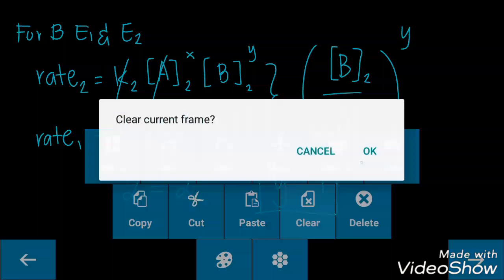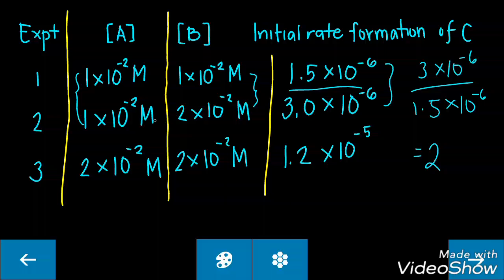Next is that we need to find X. So to find X for A, let's use equation 3 and equation 2, because the concentration of B in experiments 2 and 3 are equal, and the concentration of A in experiments 2 and 3 is doubled. So let's use equation 3 and equation 2.